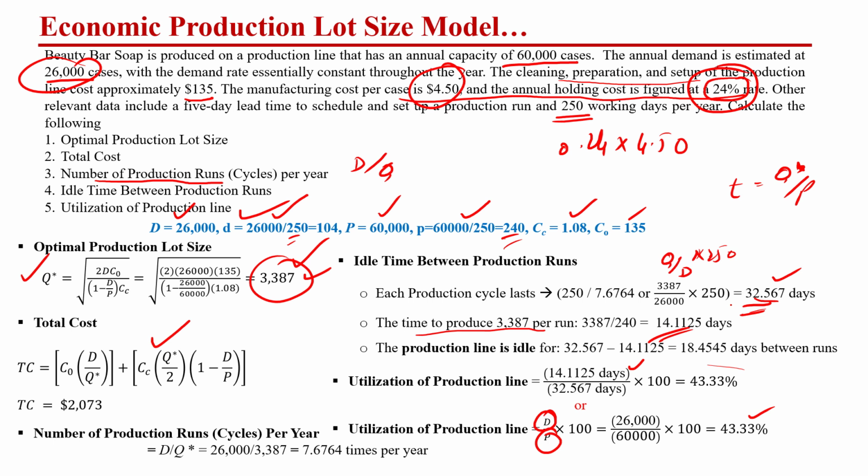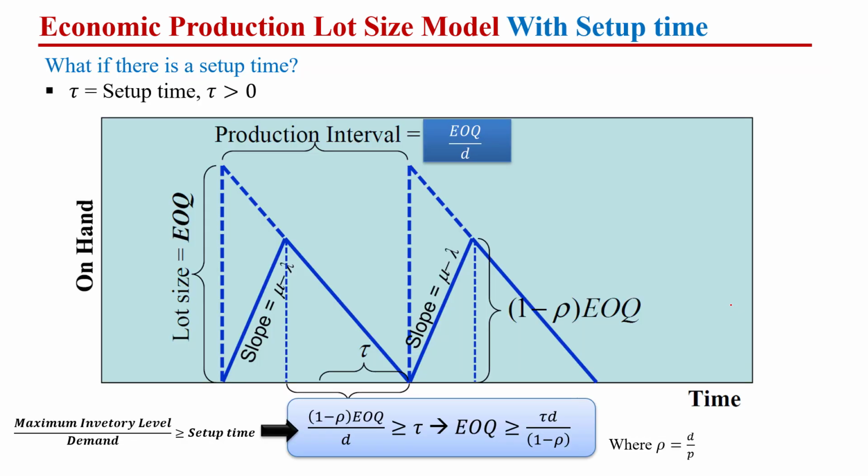Now in this model, we have seen the economic production lot sizing when we are not considering any setup. But let's say there is a setup time, because if I am producing one SKU, after finishing the production of that SKU, I need to produce another SKU. If there is a setup time, that means there is a time in which we are preparing that production line or the equipment. That is called the setup time, which we represent with tau.